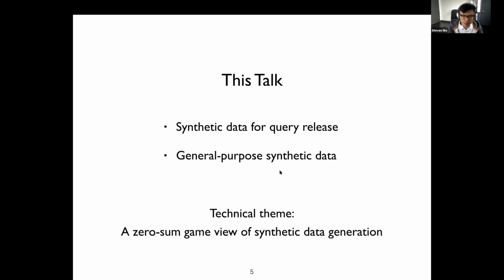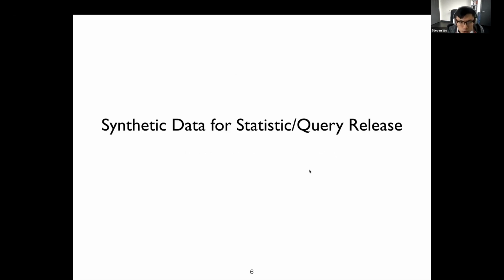And to maybe preview a little bit about the contents, a sort of emerging technical theme we'll keep revisiting in this talk and in a lot of our work recently is taking a somewhat unifying view, a zero-sum game view, on synthetic data generation. I view it as a nice framework because it's quite intuitive and oftentimes allows us to recover some of the classical methods and connect these classical methods with some of the modern methods we would like to propose.